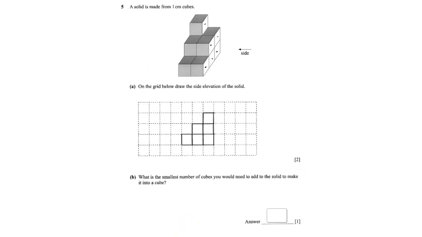So for question 5, this is an elevations question. So a solid is made from 1 centimetre cubes. On the grid below, draw the side elevation of the solid. So this is from the perspective of you standing next to this shape and looking towards it. What do you actually see? You would see 1, 2, 3 at the bottom, 2 in the middle and 1 at the top, and I've drawn it there.